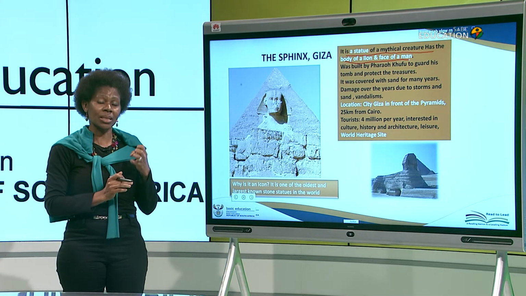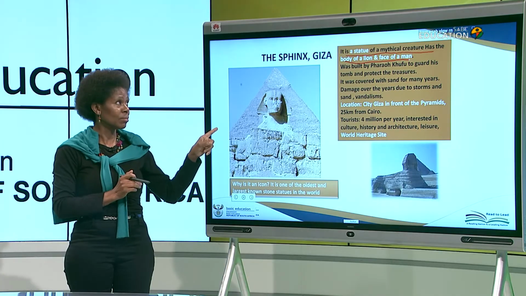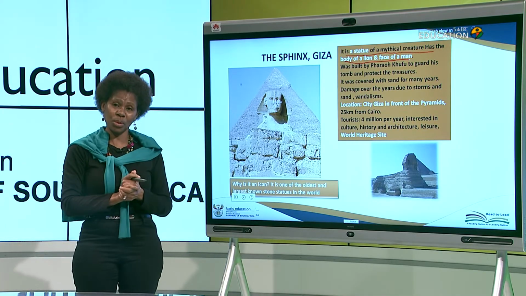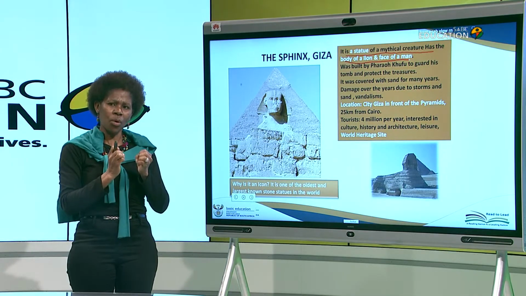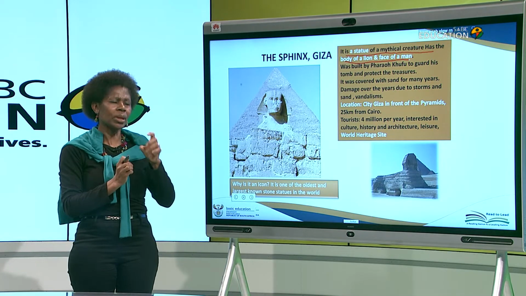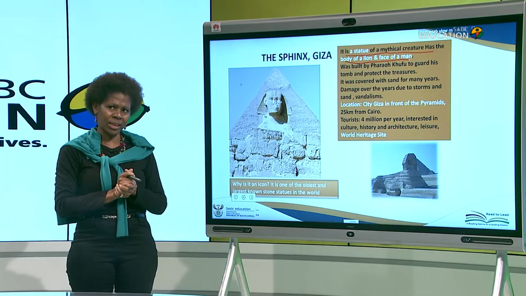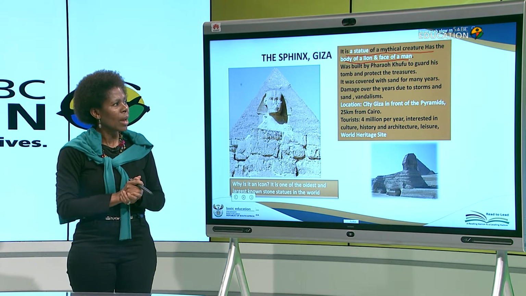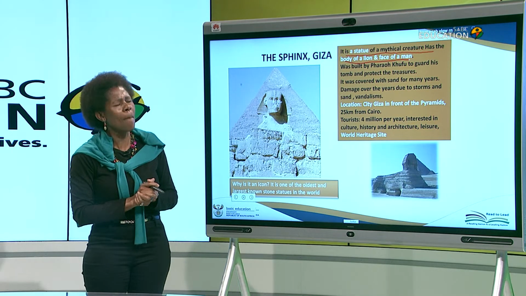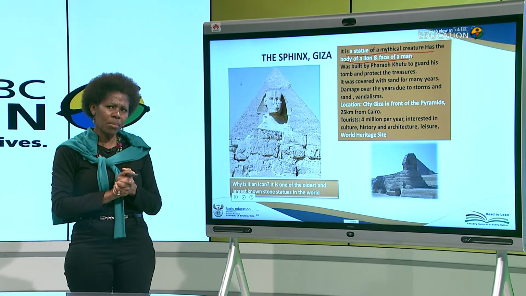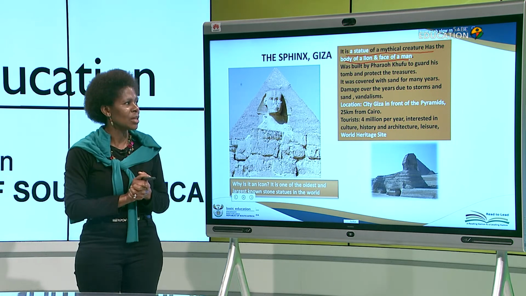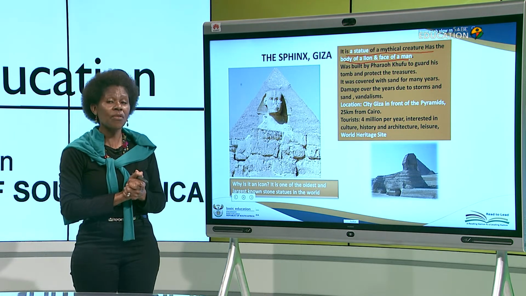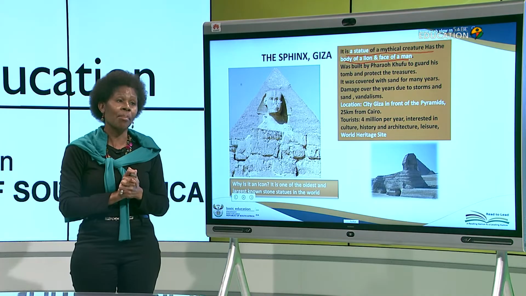You see the symbolic meaning of the Sphinx to these people. Remember we were saying it must be related to the community or the people in which this structure is located. And then it was covered with sand for many years. Remember we were saying icons are of many years. So this one, they say for many years it was covered by sand.